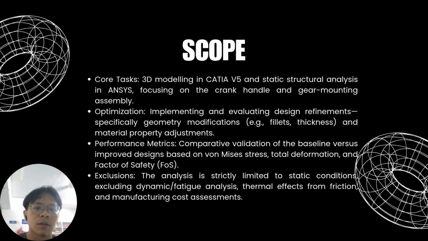The analysis focuses particularly on the crank handle arm and gear mounting region because this component transfers the manual input force into the gear system. Several geometric improvements were considered, including the crank arm thickness, adding reinforcement, and introducing a suitable fillet. The performance of each model was evaluated using total deformation, equivalent von Mises stress, and factor of safety.